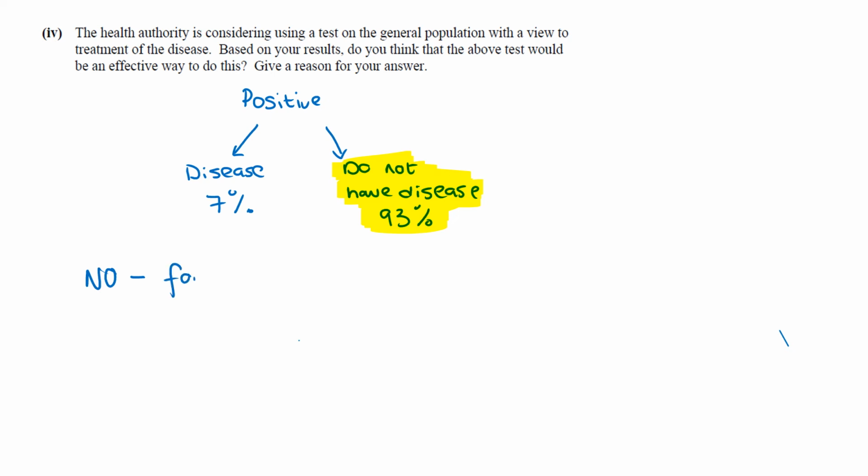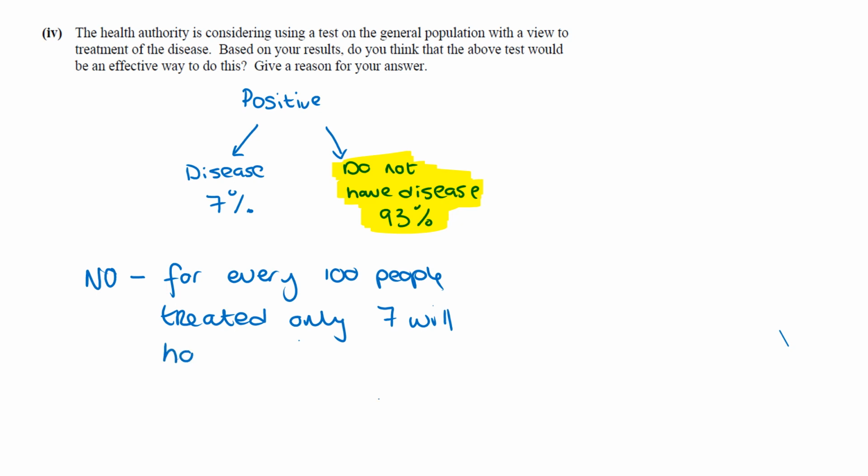For every 100 people treated, so who get the treatment, only 7 will have the disease. So you've 93 people taking whatever it is on this treatment that don't need it. Only 7 will have the disease. That's really bad. But it is a very good example of where, on the very top level, the numbers look good.